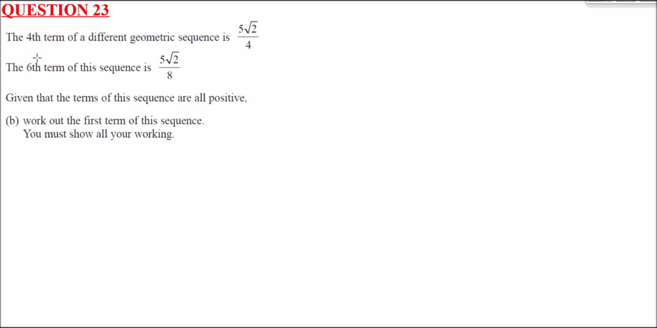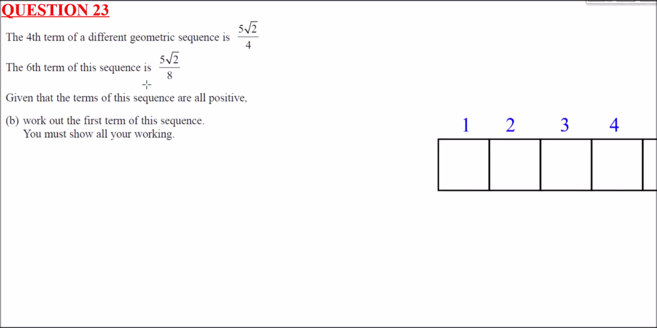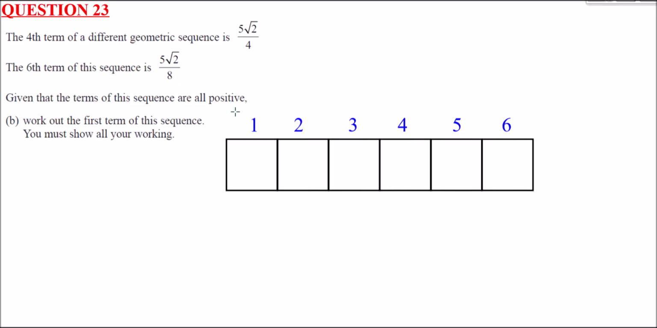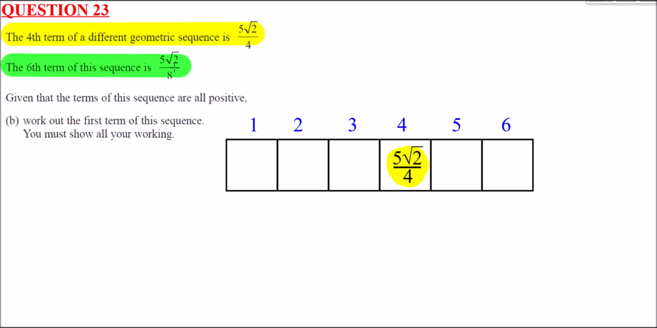So we've got the first 6 terms of this sequence. I'd suggest to list them out and give some spaces to work out the ones which you've not quite worked out yet. So this would be my suggestion, and fill in the ones we know. We're told that the fourth term is 5 root 2 over 4, so I can fill that in. In the same way, the sixth term is 5 root 2 over 8, so I'll just put here 5 root 2 over 8.